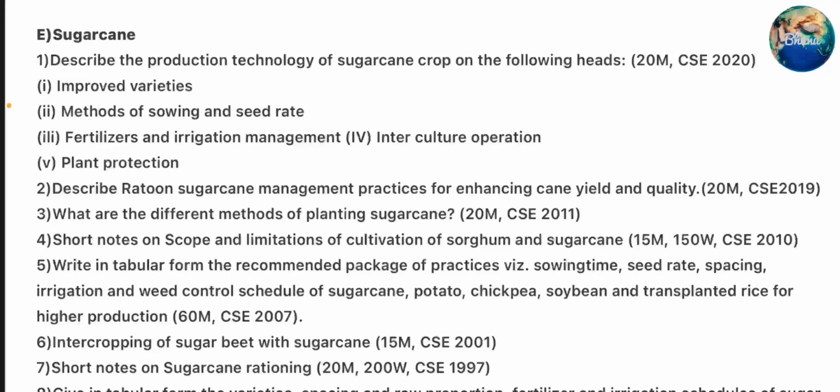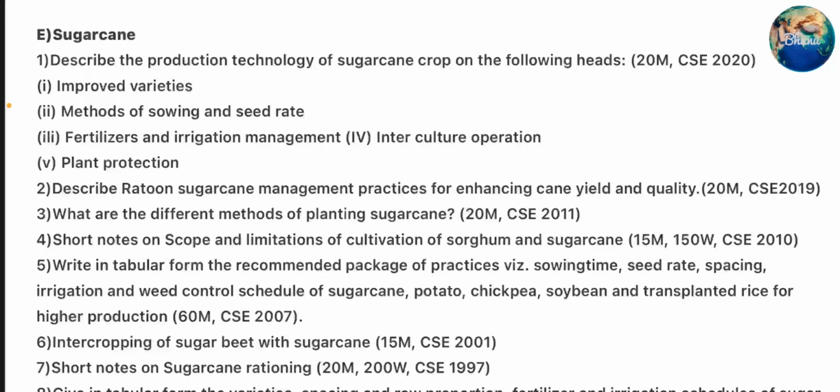Next, E. Sugarcane. Question 1. Describe the production technology of sugarcane crop on the following heads: improved varieties, methods of sowing and seed rate, fertilizer and irrigation management, interculture operation, plant protection. Question 2. Describe improved sugarcane management practices for enhancing cane yield and quality.